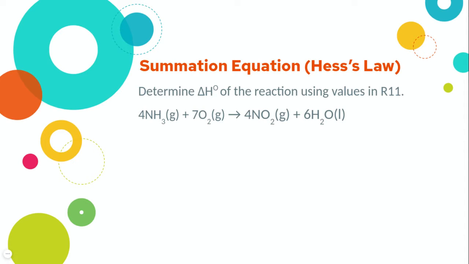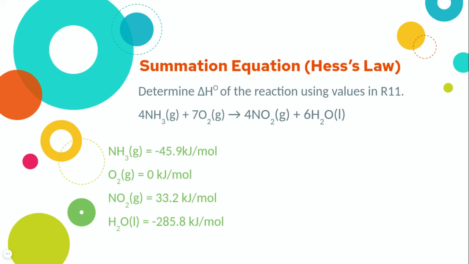So the summation equation is the way of using Hess's law where you take your sum of your products minus the sum of your reactants to find out this overall heat of formation in your reaction. So an example of the question is here. We're trying to determine the heat of the reaction using values in table R11, which is provided in your notes. So we have our balanced equation here already.